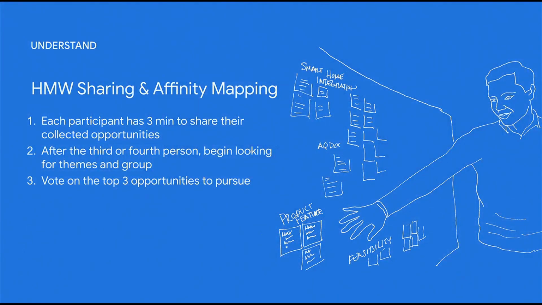After you've built shared knowledge as a team in the understand phase with the lightning talks, you're going to do a how might we sharing and affinity mapping exercise. And this really helps the team to identify opportunities and really understand the problem space together. At this point, you'll choose a specific area that you want to focus on, potentially a good idea for your conversational tasks.